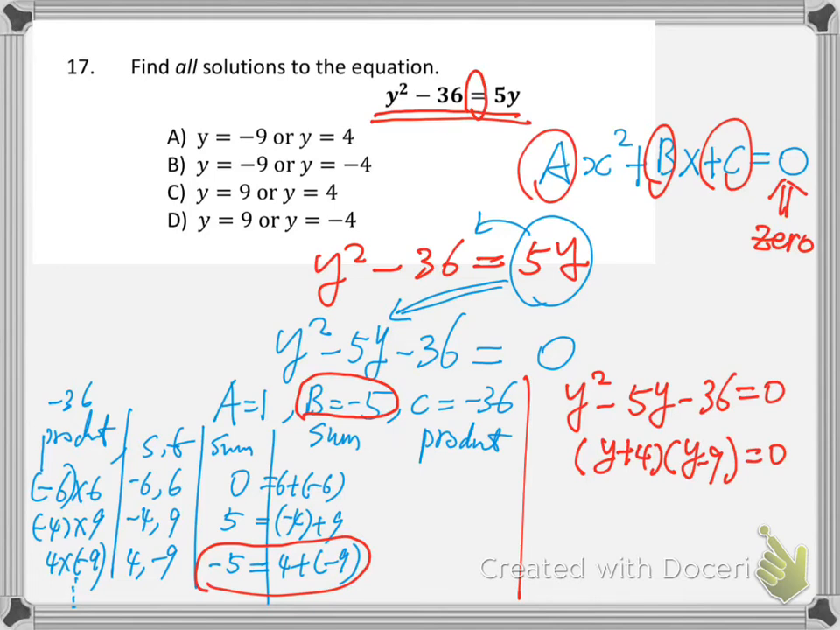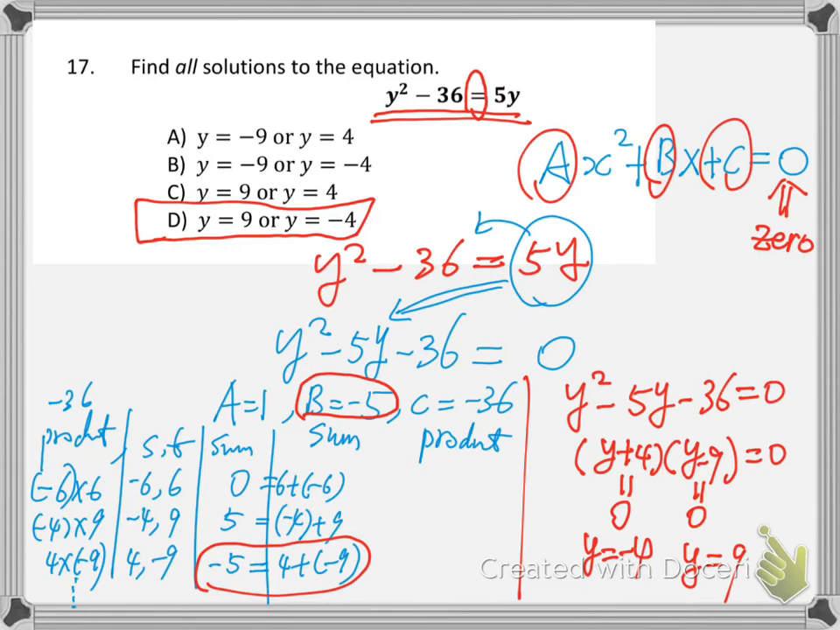Okay, so now we need the special property, the zero product property. If you want the product to be 0, one of them has to be 0. So y minus 9 is 0. What do you got? y is 9. y plus 4 is 0. What do you got? y is negative 4. So the answer is 9 and negative 4. So 9 and negative 4, choice D.